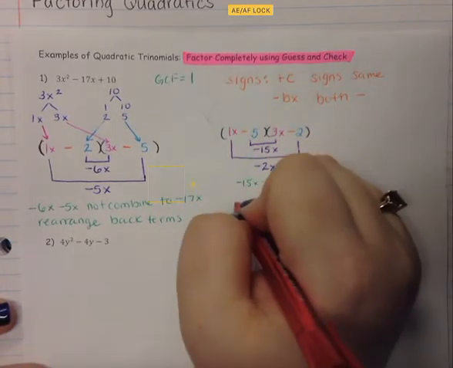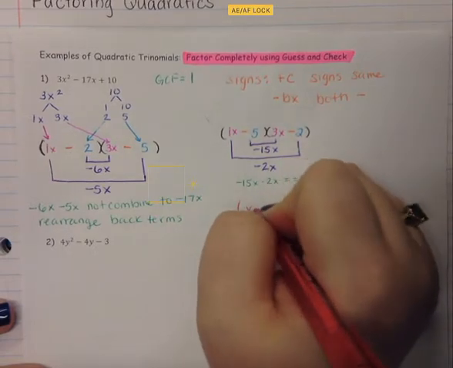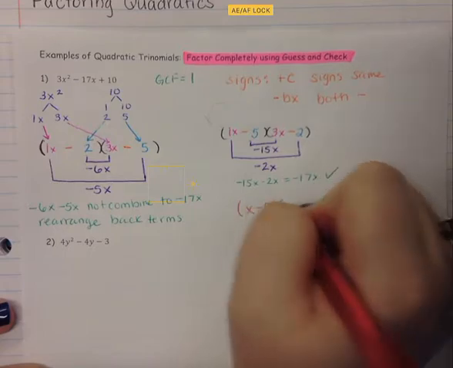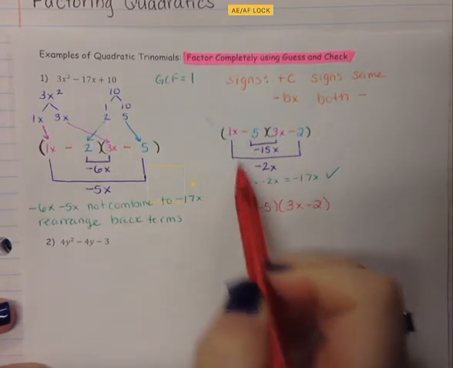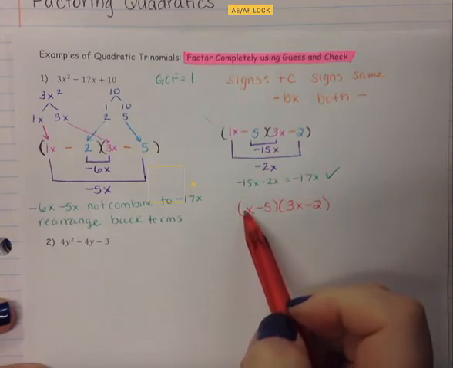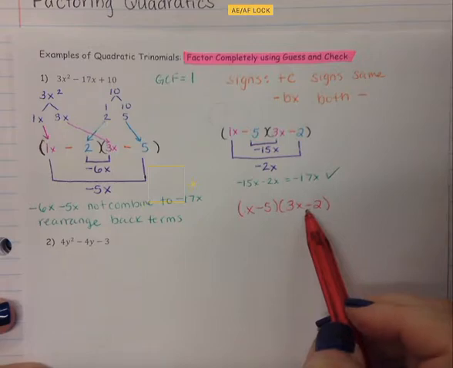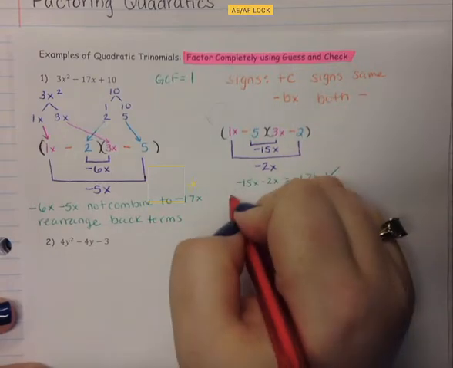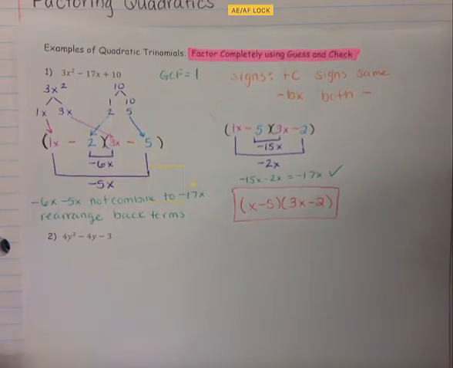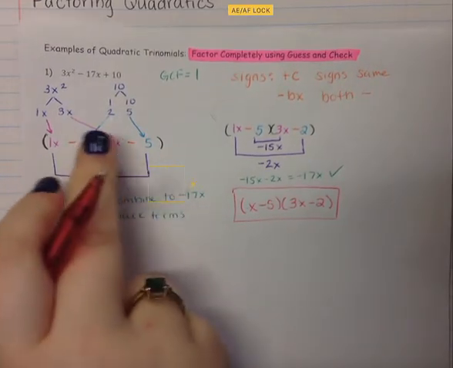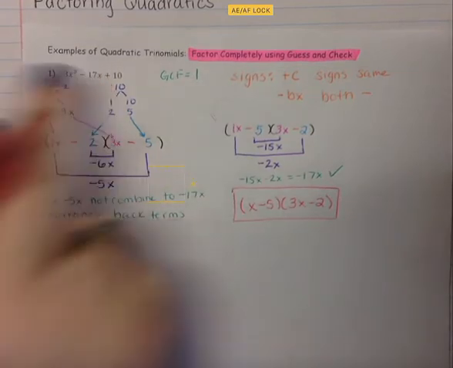So my answer, our GCF was 1, so I don't have to put that: parentheses, x minus 5, close parentheses, parentheses, 3x minus 2, close parentheses. You can continue to put the 1 here, but it's not needed. And you can also have put the 3x minus 2 times the x minus 5. That is guess and check. So you are literally guessing which numbers go where, and then you're checking to see if it gives you that middle term.